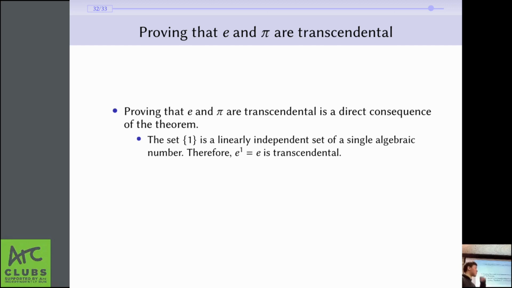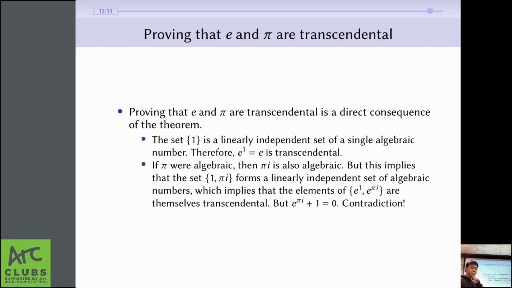What about pi? Pi is a little bit harder to see. So let's suppose that pi were to be algebraic. So if we know that pi is algebraic, then pi times i is also algebraic. But if pi times i is algebraic, then the set 1 and pi i forms a linearly independent set, both of which are algebraic numbers.